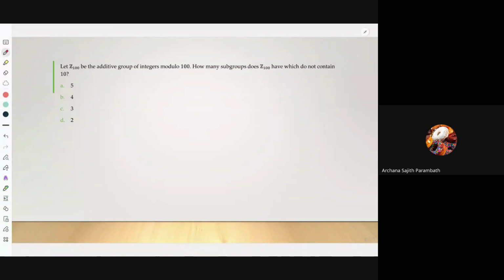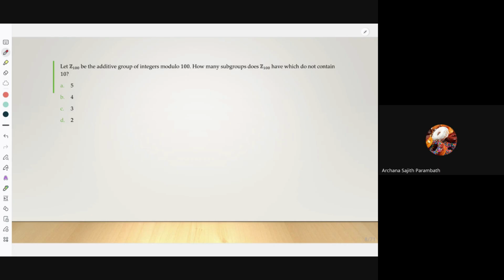Let's move on to another interesting question. Let Z100 be the group of integers modulo 100 with respect to addition. The question is, how many subgroups does this group Z mod 100Z have which do not contain the element 10 or 10 bar, however you write the terms. This is again a question from the ISI entrance exam for MMath. So let's try to work this out.